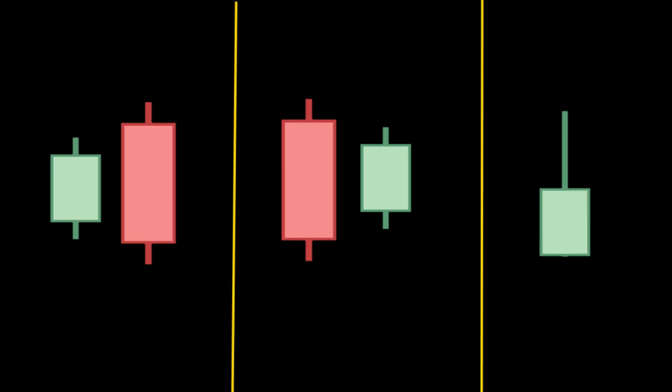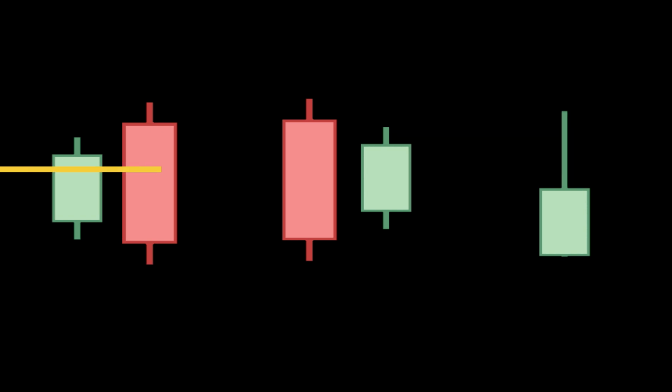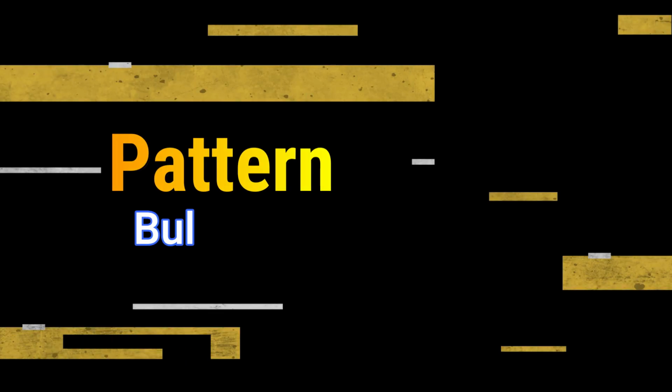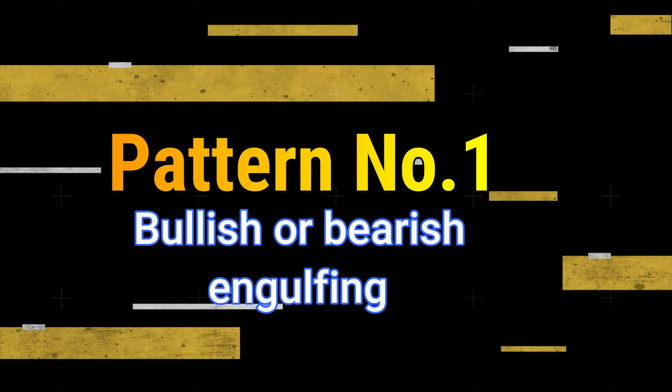We will look at the 3 most common and most frequently seen candlestick patterns on charts. But looking ahead, I will say that all candlestick patterns work only from levels, and even better, after liquidity has been removed. Then the percentage of profitable trades will be much higher. Pattern number 1, bullish or bearish engulfing.